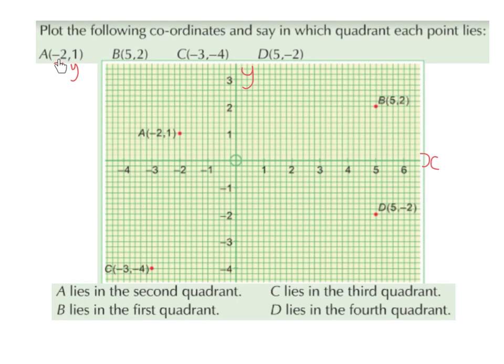So we go from -2 on the x-axis, and we move upwards. And we go to 1 on the y-axis, and we move across. And the point at which they meet is our point A. So -2 on the x-axis, and 1 on the y-axis, and we plot our point. So that's the point A, which is -2, 1.